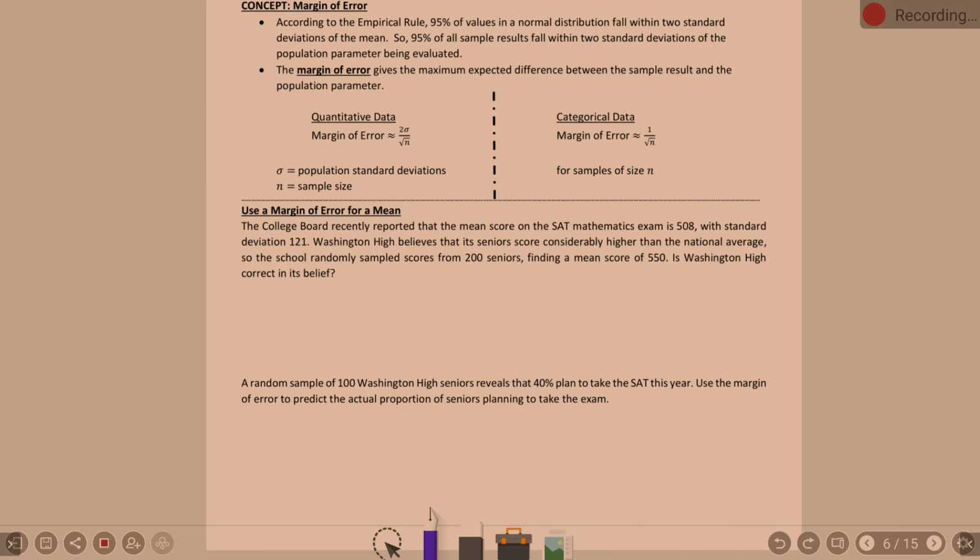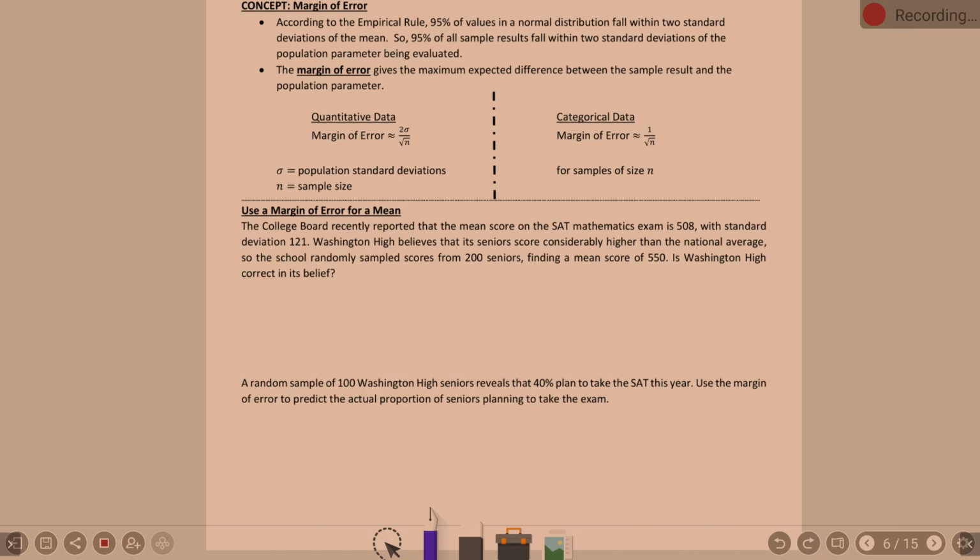SAT is back. Can't get away from it, can you, juniors? The College Board recently reported that the mean score on the SAT mathematics exam is 508 with standard deviation 121. Familiar, huh? Washington High believes that its seniors score considerably higher than the national average, so the school randomly selected scores from 200 seniors, finding a mean score of 550. Is Washington High correct in its belief?